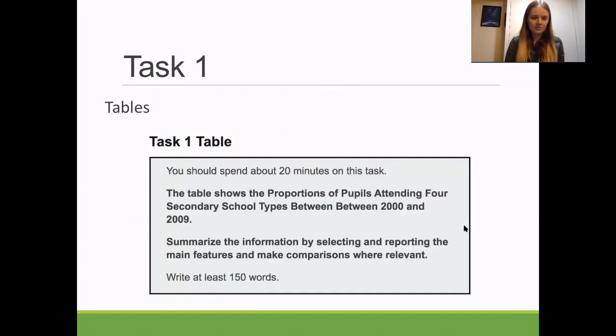Another example would be, this is going to be a table, but the question says you should spend about 20 minutes on this task. The table shows the proportions of pupils attending 4 secondary school types between 2000 and 2009. Summarize the information by selecting and reporting the main features and make comparisons where relevant. Write at least 150 words. So again, the question is almost identical to the previous questions.